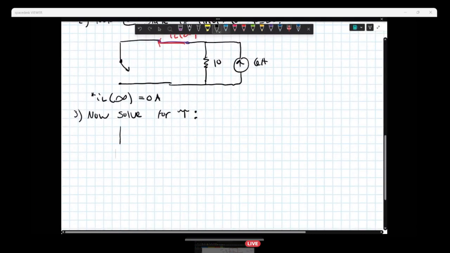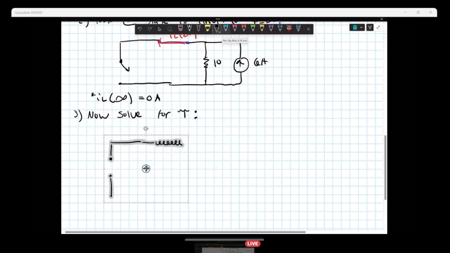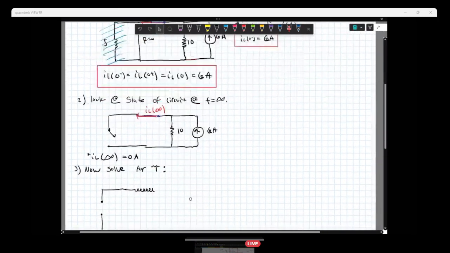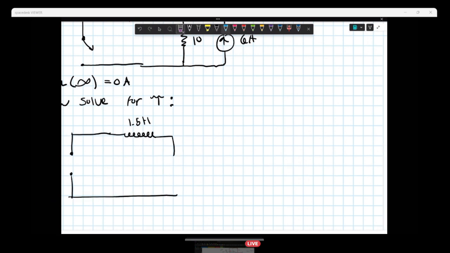So now we go ahead and look for tau. So this would be broken. I'm just going to write it like that. This is the inductor. I think the inductor is 1.5. This is 1.5 henries. This is the resistor. And this is 10. So we look for R Thevenin here.